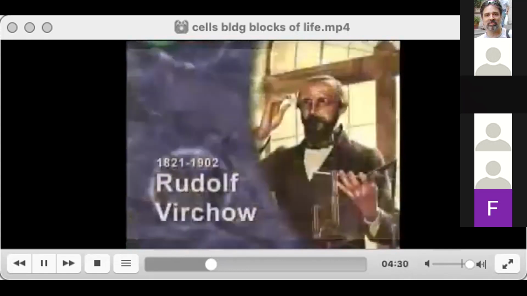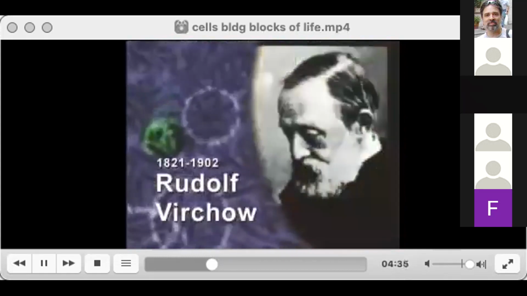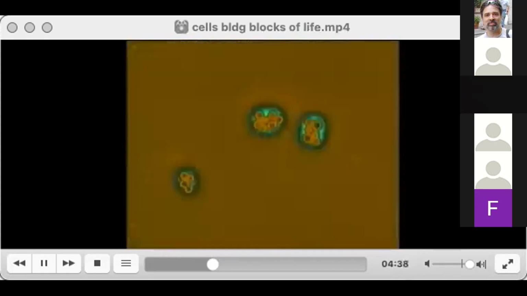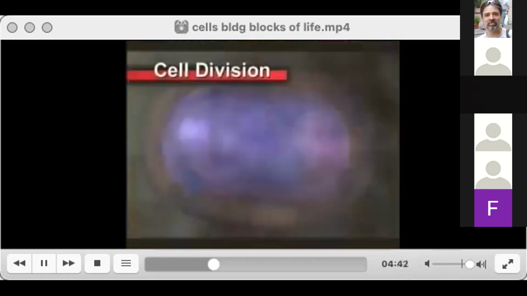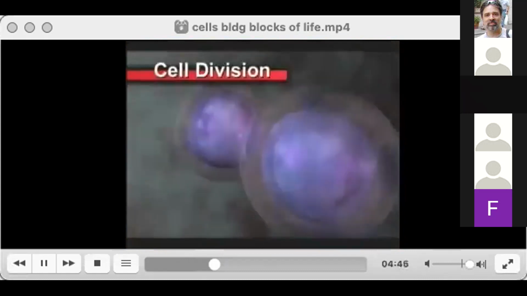In 1850, Rudolf Virchow saw something that would change this. In his microscope, he observed cells pinching in two. He realized that cells actually come from pre-existing cells through cell division, and added this to the cell theory.